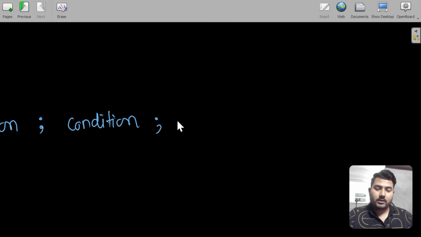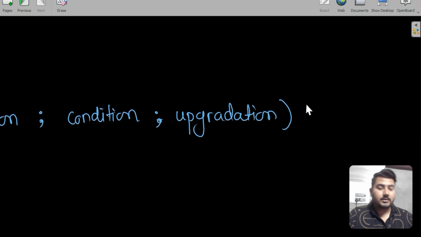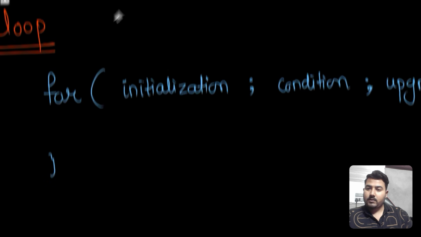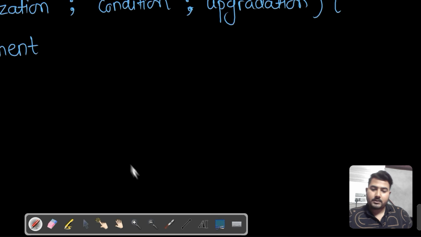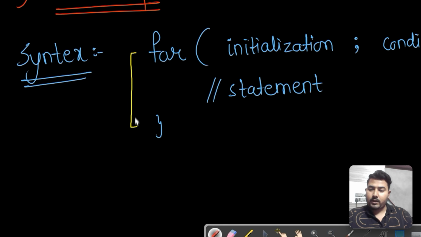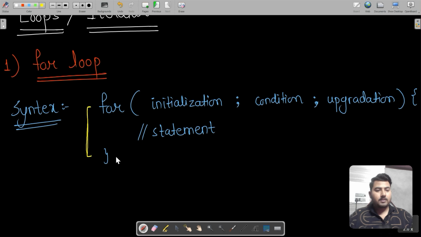And the third one is going to be, again put a semicolon and then put upgradation. That's it. Then in curly braces, we can simply mention any statement, one statement or some number of statements, totally up to us. From here to here, I'm definitely mentioning these yellow squares, where I'm trying to show that from here to here our loop is expanding. From here to here our loop exists.